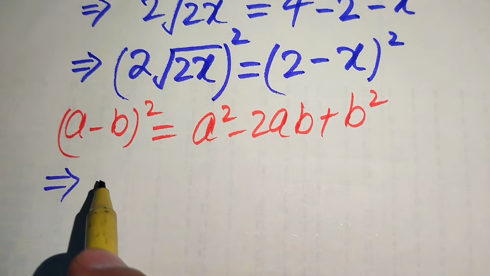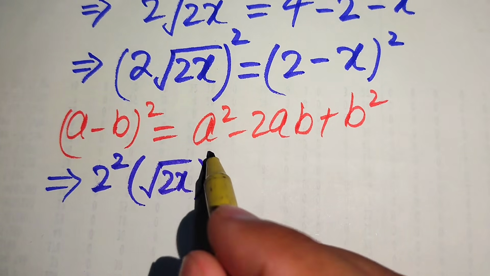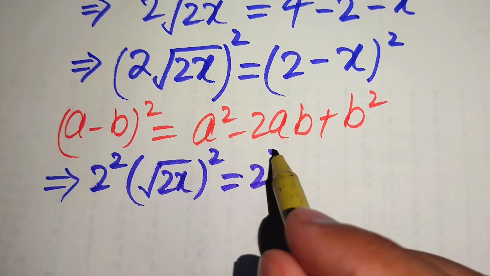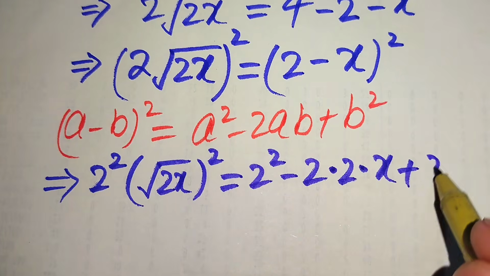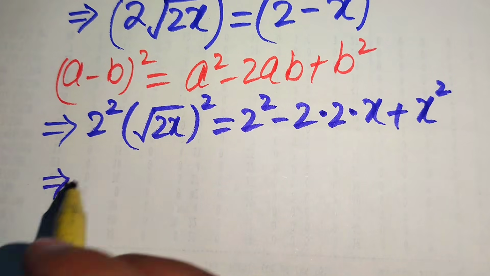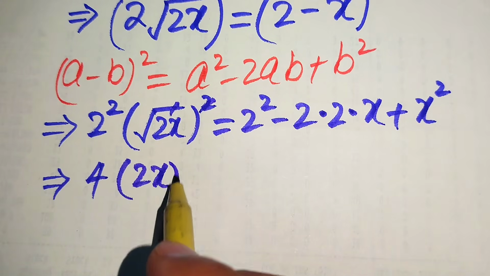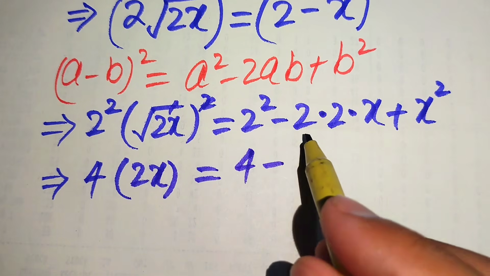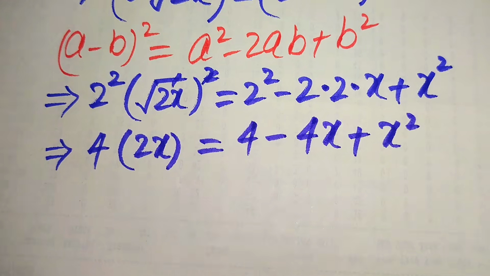we apply the square separately on both of these values, and we get 2 square into (square root of 2x) whole square is equal to, in the right hand side we use this formula, and we get 2 square minus 2 times 2 into x plus x square. And now in the next step, 2 square becomes 4 into 2x, this 2 and this square root are gone, and we get 2x is equal to 4 minus 2 times 2 becomes 4x plus x square.